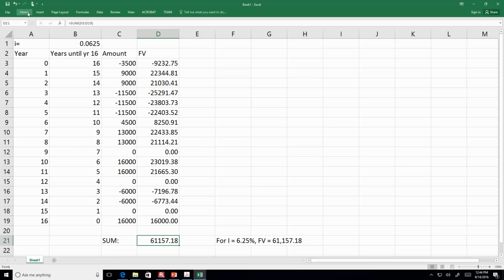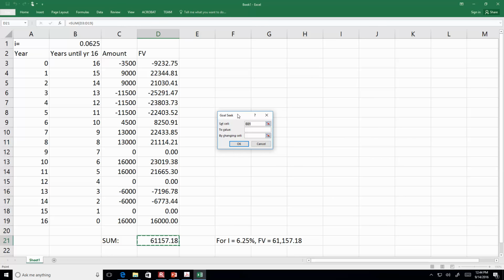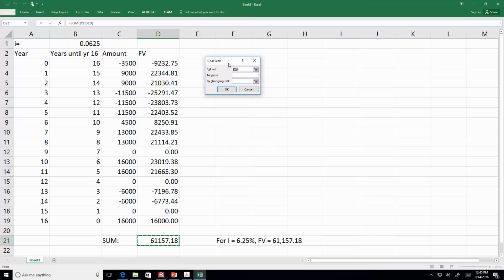Okay, so we go to Data, What If Analysis, Goal Seek. And then it's asking 3 things. First of all, it wants to know what's our target. So the target cell, the one that we're trying to get to the number we have in mind, is here. This amount that is the sum of all the future values. So that's the target, and the amount we want it to reach is 100,000.